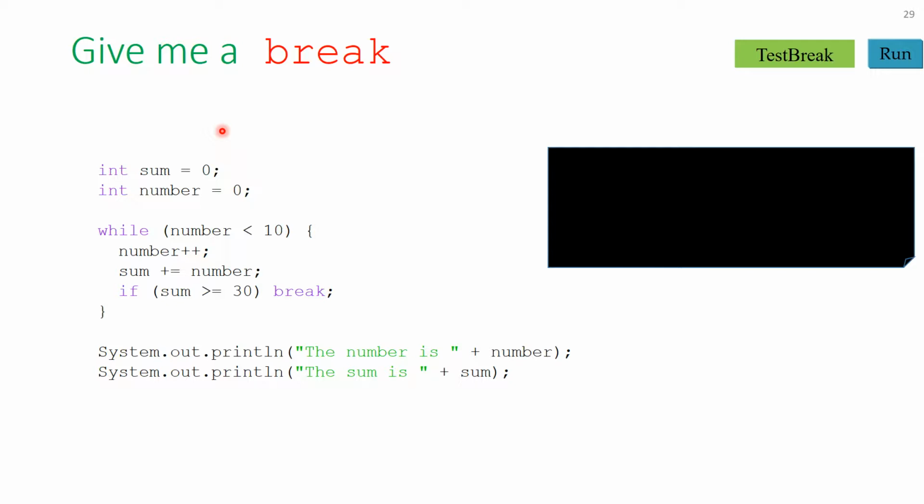But this condition here, this is kind of like an additional reason to stop the loop. It says, if at this point in the loop, I just added number to sum, if I realize that sum is becoming bigger or equal to 30, then break.